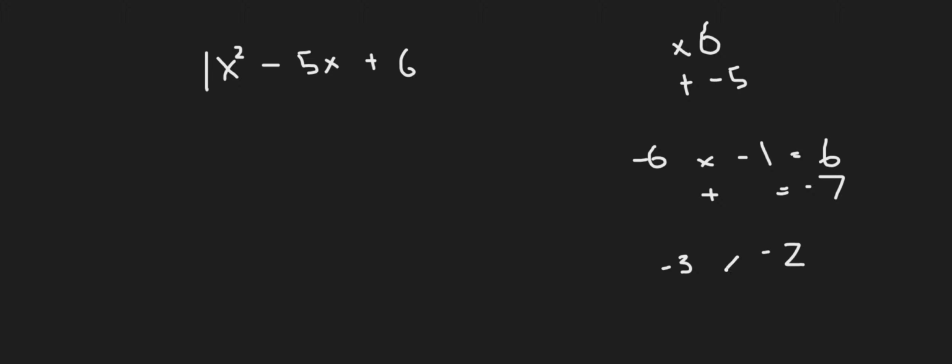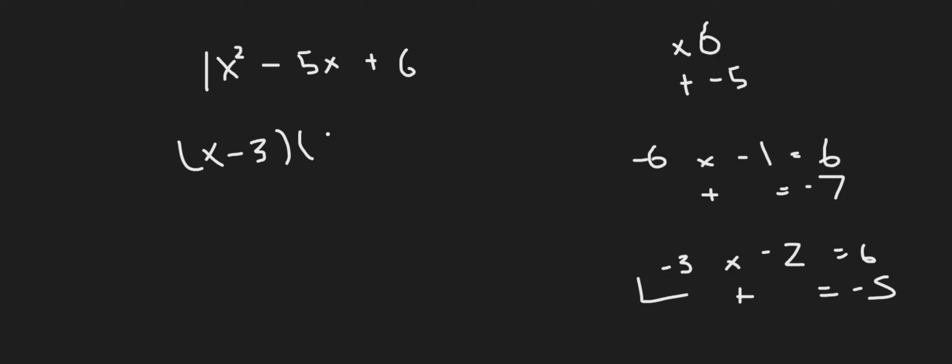We could try a new option. We can do 3 and 2. And 3 and 2 would add to 5. We need negative 5. So we can do negative 3 and negative 2. This adds to negative 5 and multiplies to 6. So this option is correct.